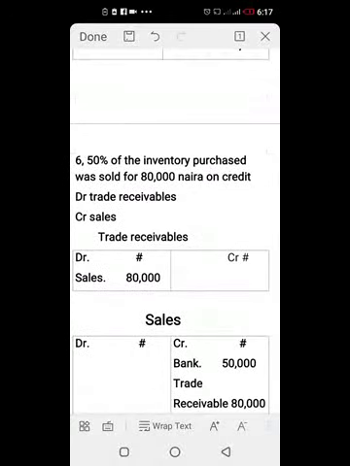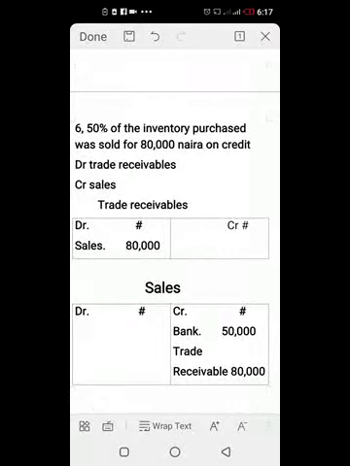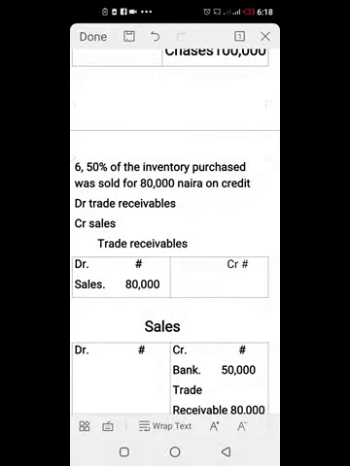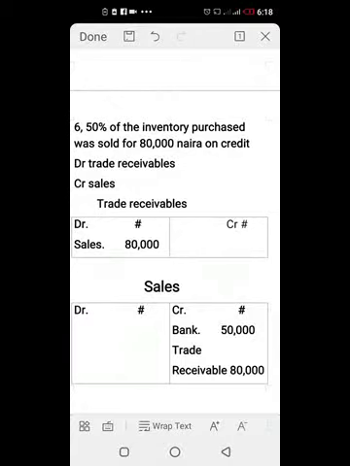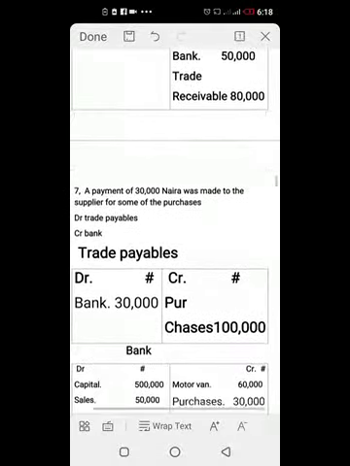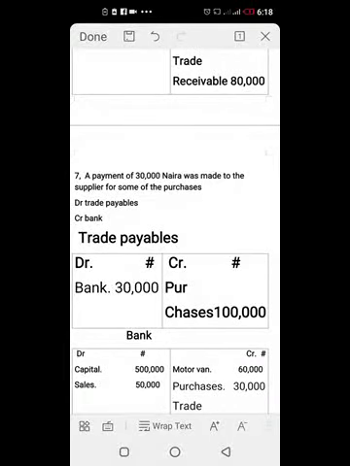Now 50% of the inventory purchase was sold for 80,000 naira on credit. This was used so that we will be a little bit confused, but don't be confused. That means 50% of that 100,000 was sold. That is the price of 50,000 naira, and then a profit of 30,000 naira was made there. So don't be confused, just follow like that. Trade receivables, you debit trade receivables because it was sold on credit, and then you credit sales, which we already have there.